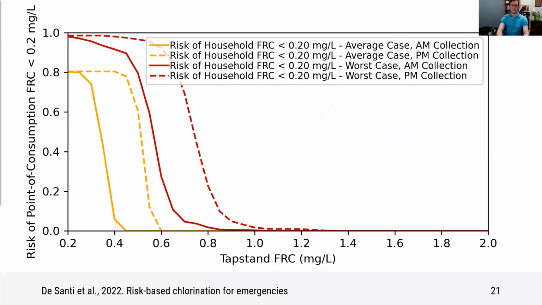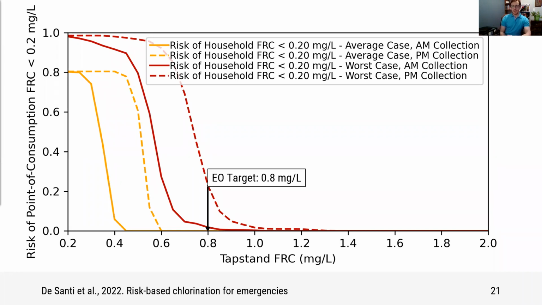tap stand conditions. So this figure shows the predicted risk using the ANNs for 4 different scenarios. We use these scenarios to narrow down a little bit of the uncertainty and to look at how the relationship between the risk of having insufficient FRC at the household and tap stand FRC change under different conditions. What's most important is that this is a prospective risk prediction. This is a model. The model is predicting these risk values, which makes it a forward-looking risk prediction.